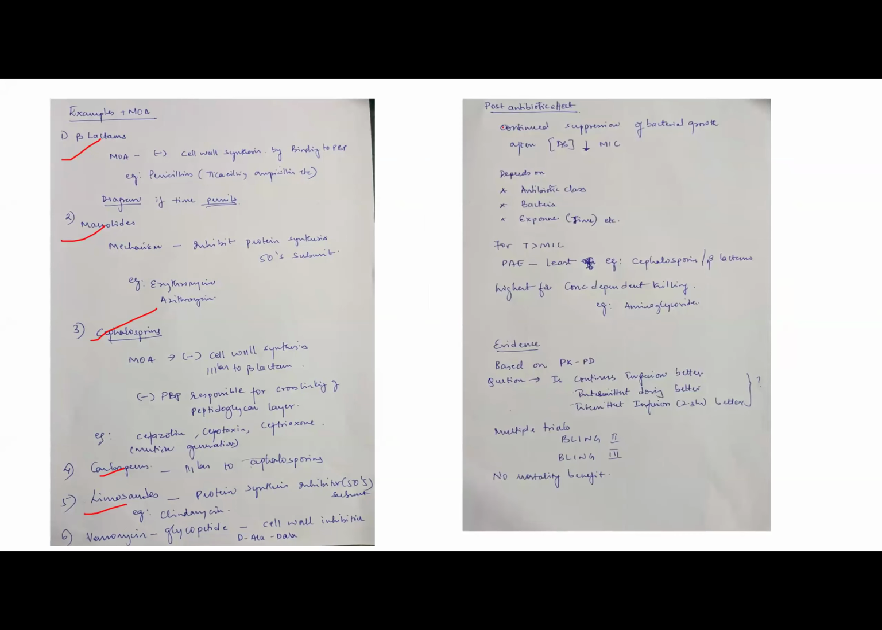The other thing that we need to remember is all the examples of antibiotics which follow time-dependent killing. I've already mentioned beta-lactams, macrolides, cephalosporins, carbapenems, lincosamides, and glycopeptides like vancomycin. So these are the things that we need to consider for answering, and then mention the post-antibiotic effect and evidence.